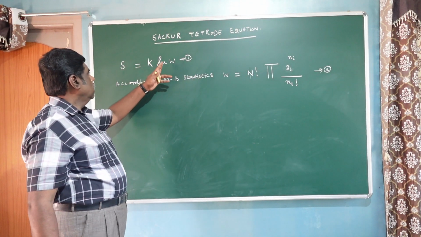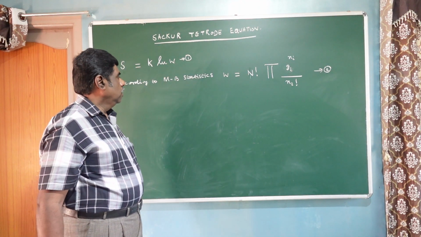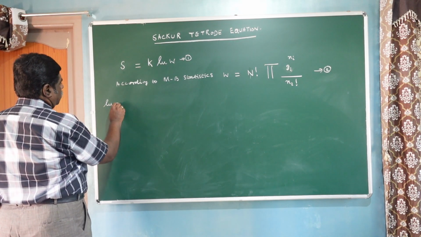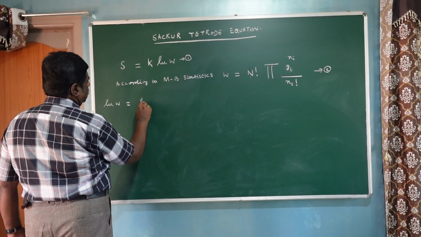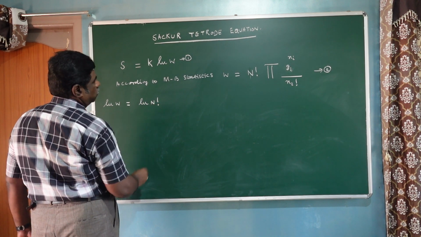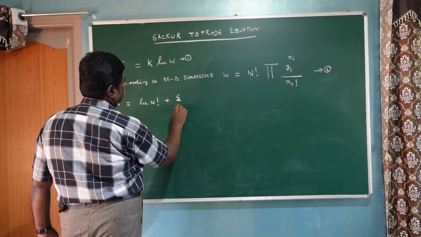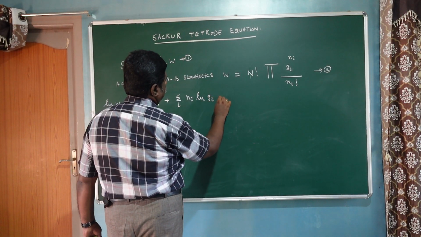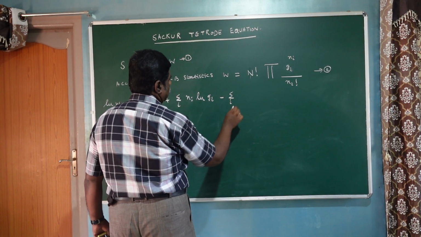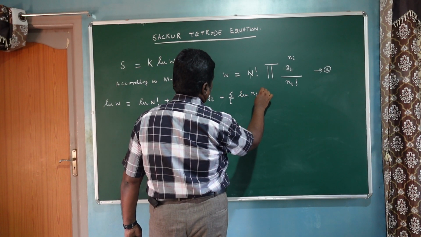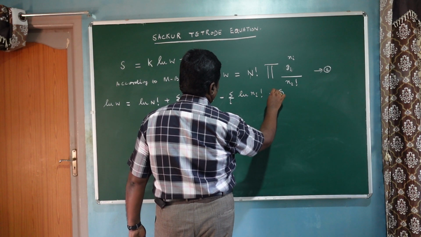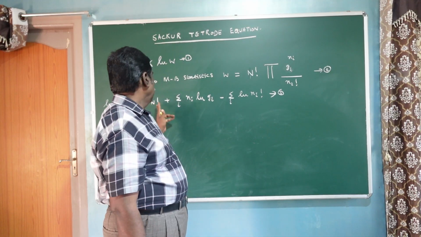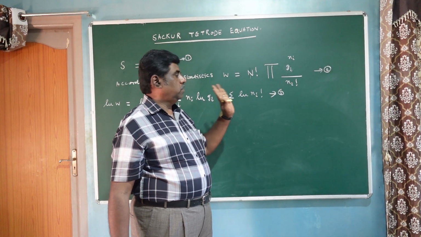In equation 1, ln W is present. Therefore, we have to take ln for equation 2. ln W is equal to ln N factorial plus summation over i of Ni ln Gi minus summation over i of ln Ni factorial. So this is equation 3. These two factors are in product, so we have to add these two. This is in division, so we have to subtract. So you take ln.